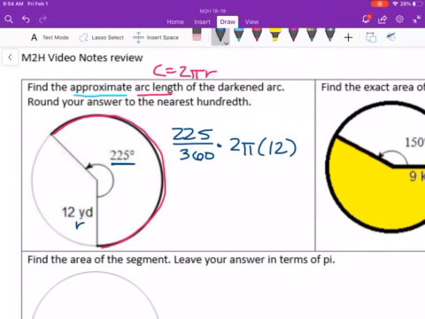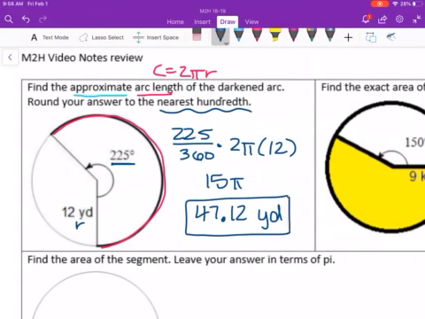If you put this in your calculator, you should get 15 pi. But remember, it says to round to the nearest hundredth. So put 15 pi in your calculator and you'll get 47.12, and our units would be yards, not yards squared, because it's just length.